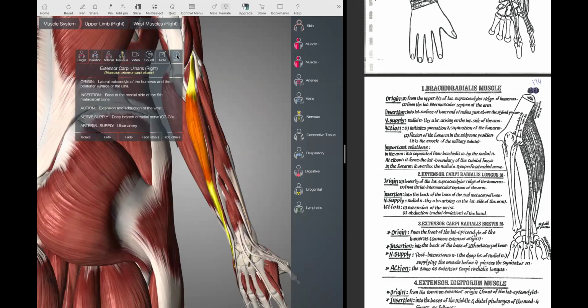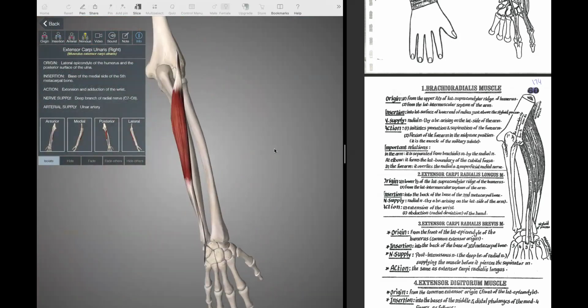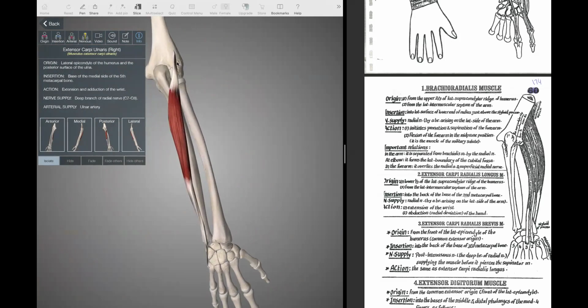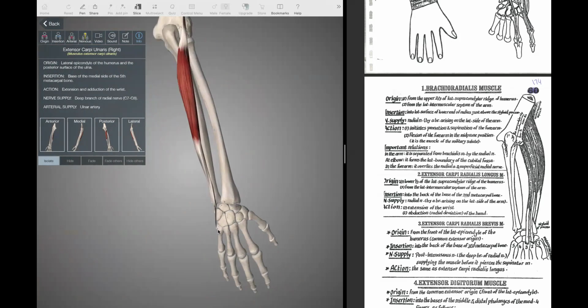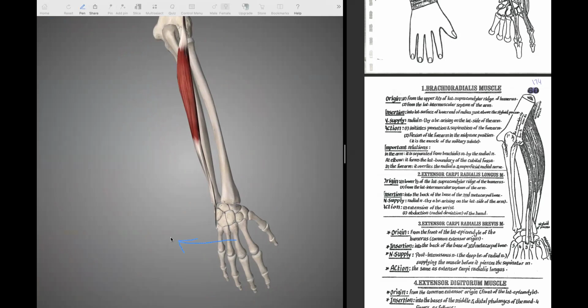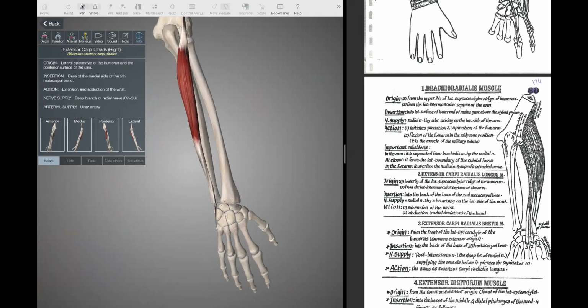Now, extensor carpi ulnaris. Again, lateral epicondyle of the humerus. And the insertion is the fifth metacarpal bone. Now you can see, of course, it will adduct the hand and extend it. Move the hand towards the body, or it can also extend it, because it's an extensor. Nerve supply, radial nerve. Lateral epicondyle, fifth metacarpal bone, extension and adduction of the wrist, radial nerve.